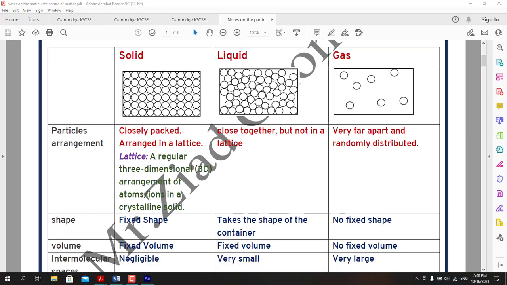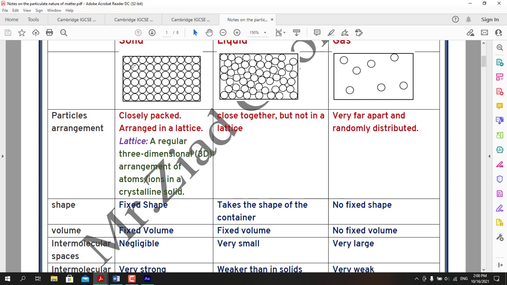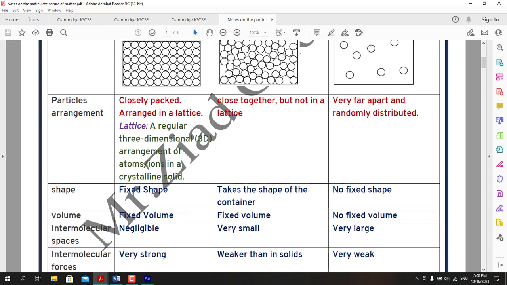These particles are closely packed and arranged in a crystalline lattice. This shape or this diagram representing how these particles are arranged is called a lattice. So a lattice by definition is a regular three-dimensional arrangement of atoms or ions in a crystalline solid. We'll talk about atoms and ions later on in chapter 3. So, because these particles have very small or negligible intermolecular spaces, they have a fixed shape and a fixed volume. Also, the intermolecular forces between them prevent these particles from moving freely. So again, they have a fixed shape and a fixed volume.